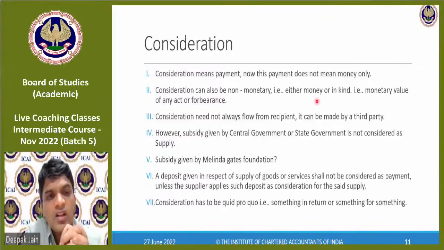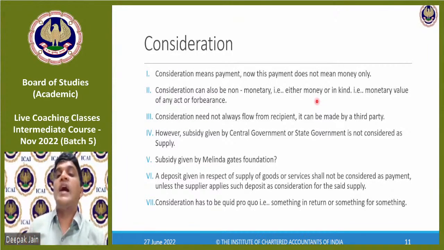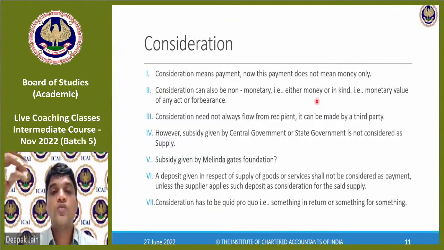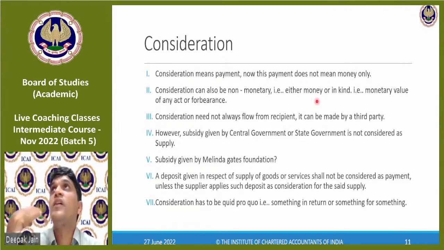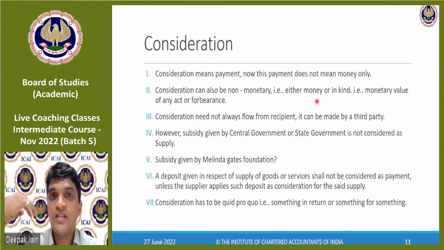Consideration need not always flow from the recipient. It can be by a third party. I sell goods to you. Now you are the receiver. Now consideration can be paid by you, or it could be paid by any other person, right? So if I sell goods to you, you pay something to me in return. You could pay me the money, or somebody else on your behalf pays the money. Still, it is treated as a consideration.